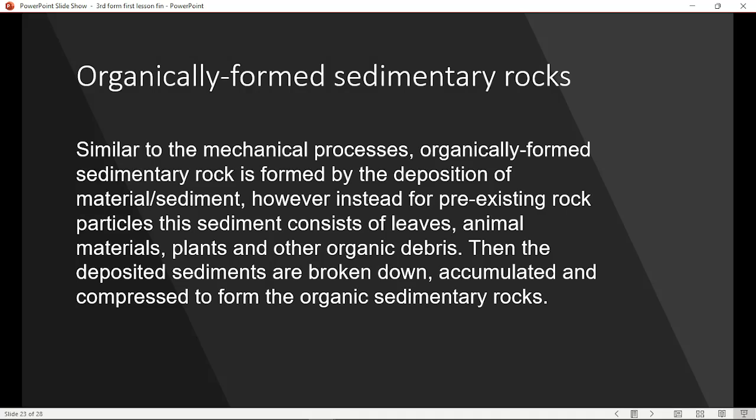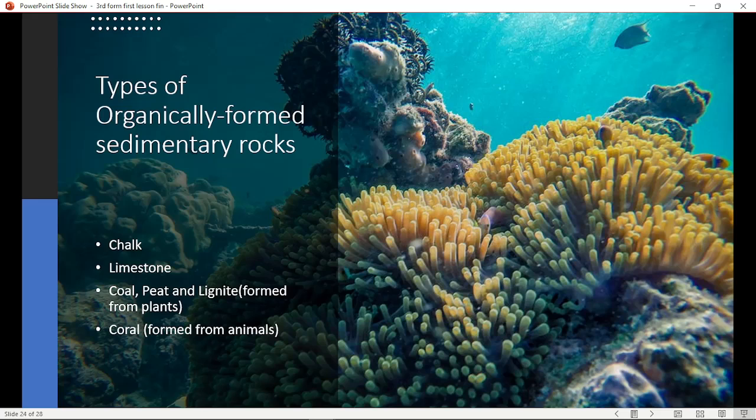Organically formed sedimentary rocks. Similar to this would be more so limestone. Similar to the mechanical processes, organically formed sedimentary rock is formed by the deposition of material or sediment. However, instead of pre-existing rock particles, this sediment consists of leaves, animal materials, plants, and other organic debris. For example, soil. Then the deposited sediments are broken down, accumulated, and compressed to form the organic sedimentary rocks.